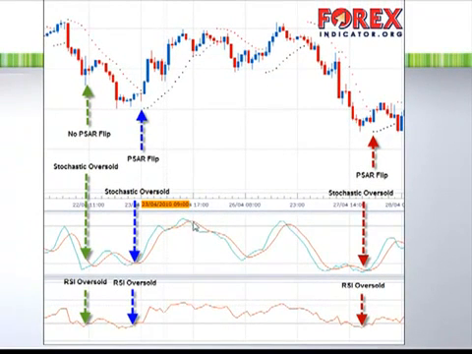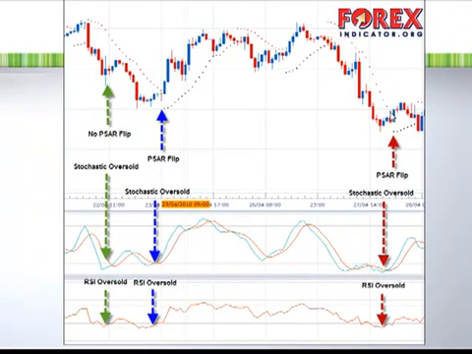Okay, so you see here, this goes overbought. However, there's nothing here. Overbought, nothing here, so we don't enter any trade. As this goes down, you can see here, it goes oversold again. You can see the PSAR flip again, and if you were to enter a trade, you can see it actually stops you out.